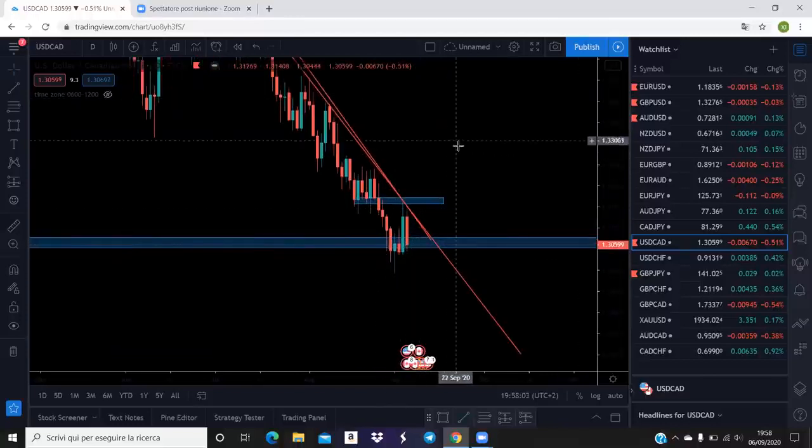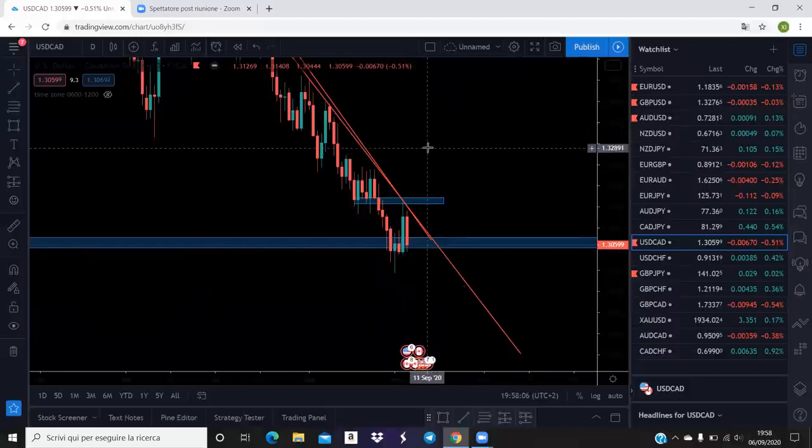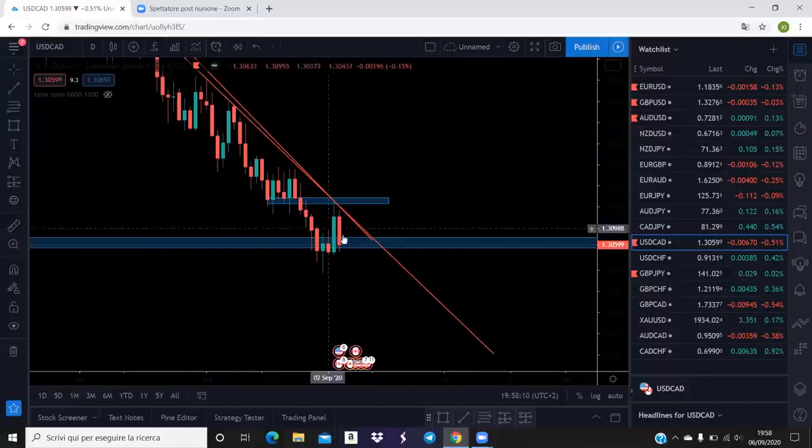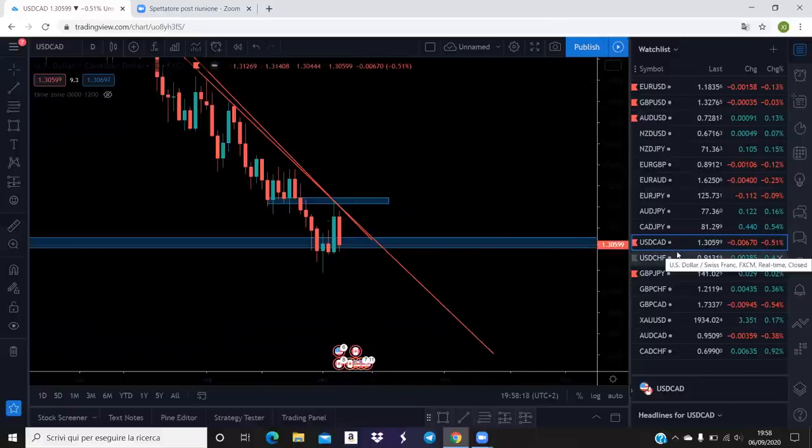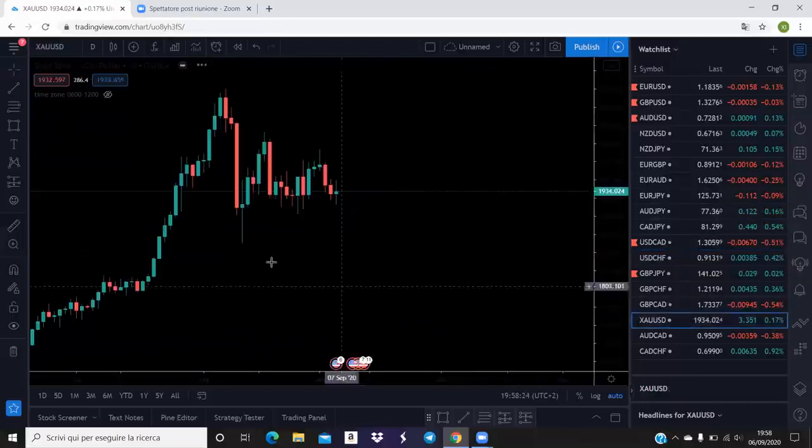Maybe we will have a retracement to the upside, but I believe that we are headed to the downside because the US dollar is losing value. For this reason, I am waiting for a nice breakout and retest before entering a trade. Let's move on. Highly requested is gold.